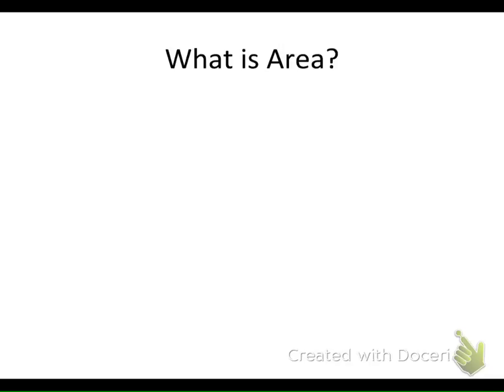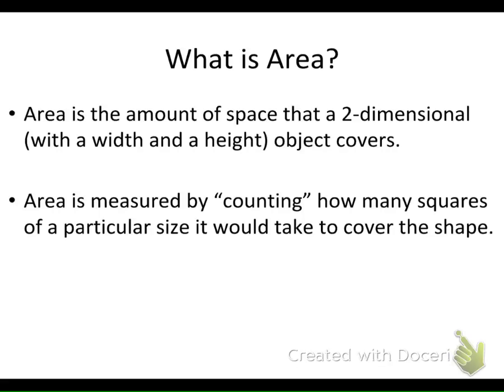Alright, ladies and gents. So first things first, what is area? Area is the amount of space that a two-dimensional object, with a width and a height, covers. So go ahead and write that in, please. And also, in your definition of area, write: area is measured by counting how many squares of a particular size it would take to cover a shape.